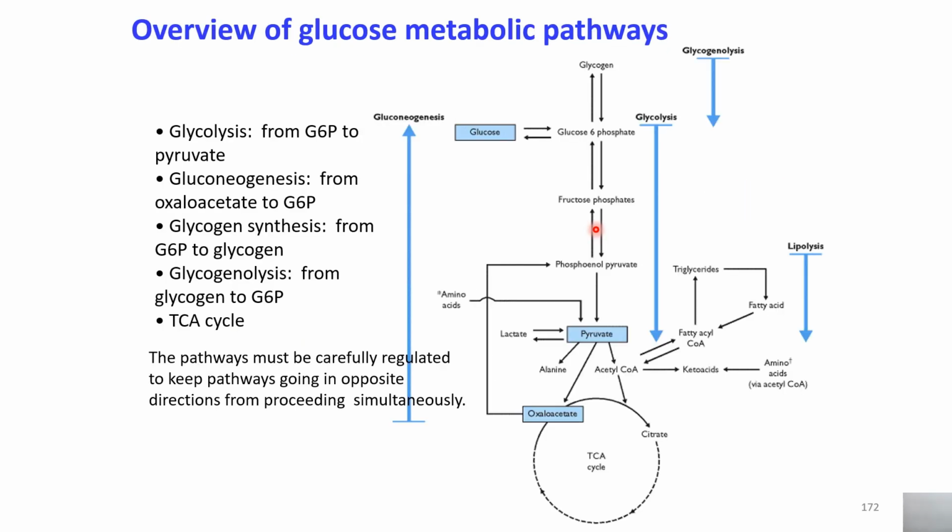So if you see glycolysis, this is an overview of the glucose metabolic pathways: from glucose 6-phosphate to pyruvate, from oxaloacetate to glucose 6-phosphate, from glucose 6-phosphate to glycogen, from glycogen to glucose 6-phosphate, and the TCA cycle. All these pathways must be very carefully regulated to keep the pathways from going in opposite directions or proceeding simultaneously. Everything needs to be properly regulated. If there is any mishap at any point, it can lead to the breakdown of the system.